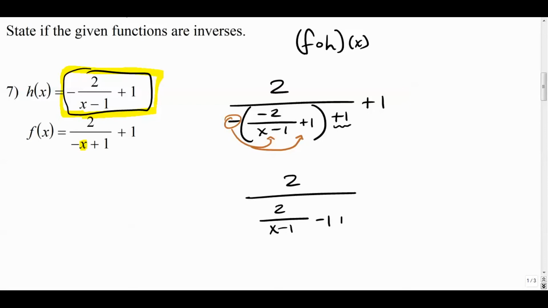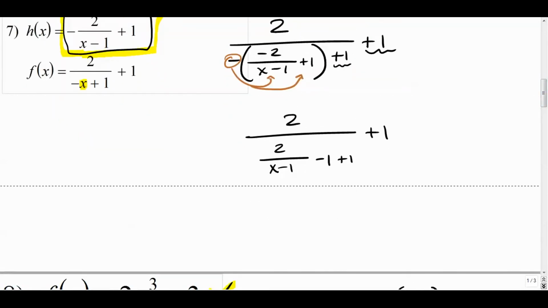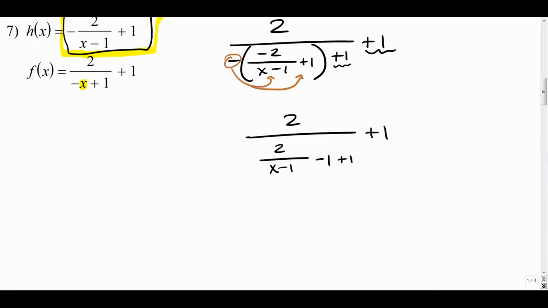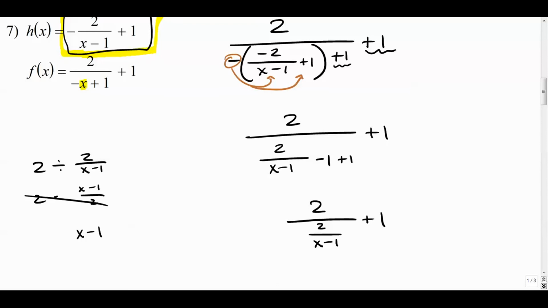And we have this plus 1, and then we have this plus 1. It's a little bit crazy. Simplify a little bit more. Let me give myself some more room here. Let's clear these out. That's 0. So now we're left with 2 over 2 over x minus 1 and a big plus 1. Again, rewrite it as 2 divided by 2 over x minus 1. Keep it, switch it, flip it. The 2's cancel. We're left with just x minus 1.